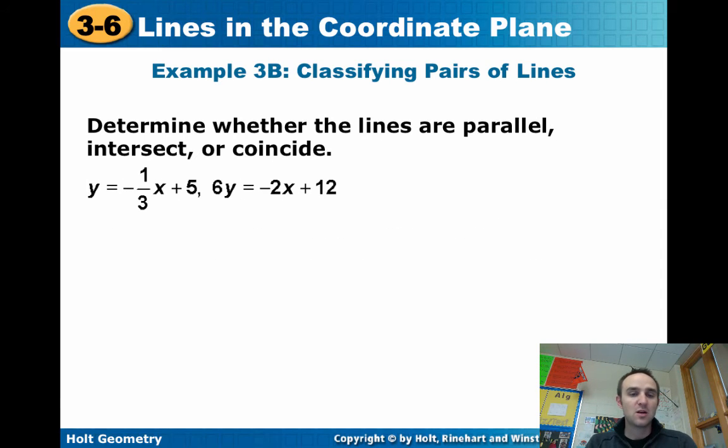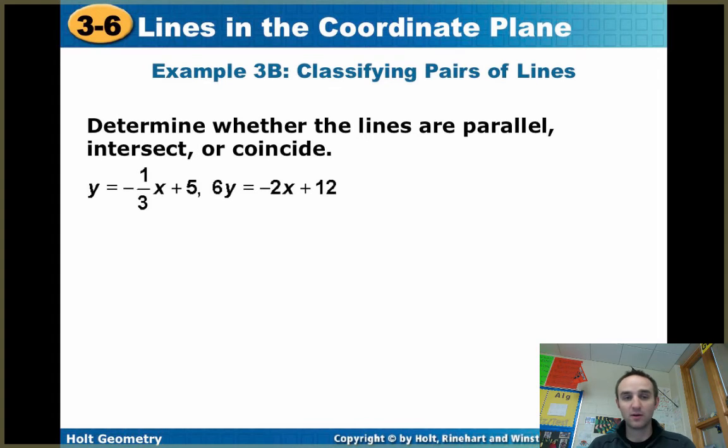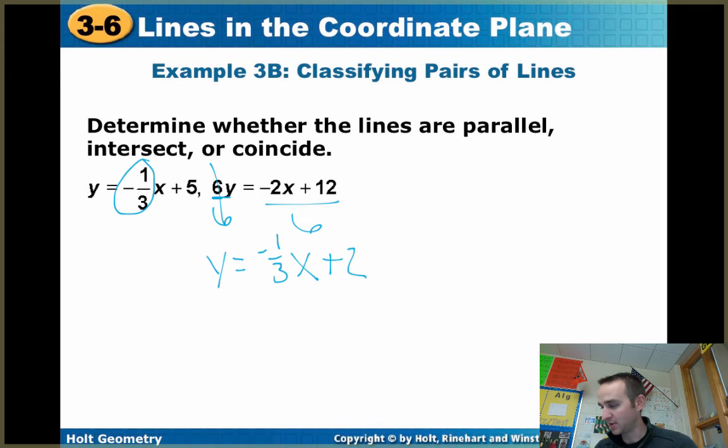The next one, we can't tell right away what the slopes are. We can tell on the first one, right? We know this is y equals mx plus b, so our slope is negative 1/3. But we can't tell over on the second one because we still have that 6 there. We don't have y by itself. So let's get y by itself. Let's divide everything by 6. If we divide everything by 6, we're going to get y is equal to negative 1/3 x plus 2.